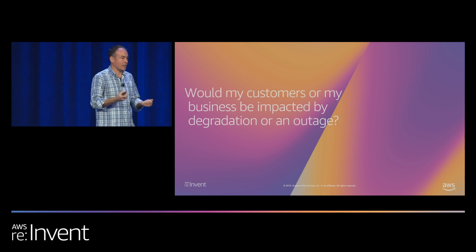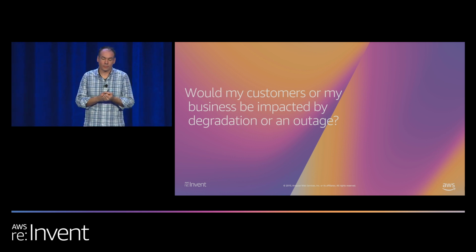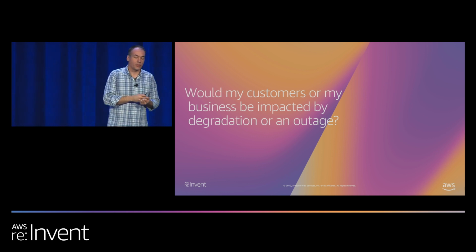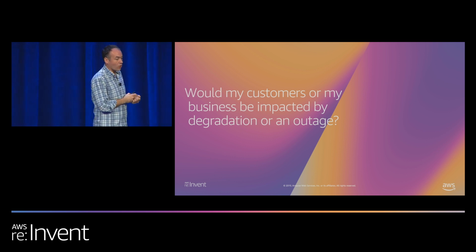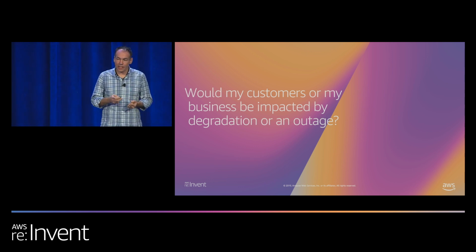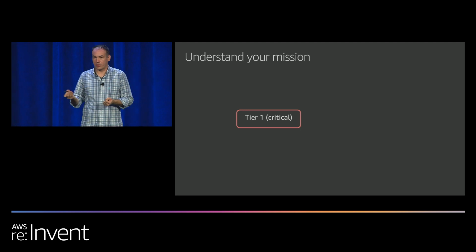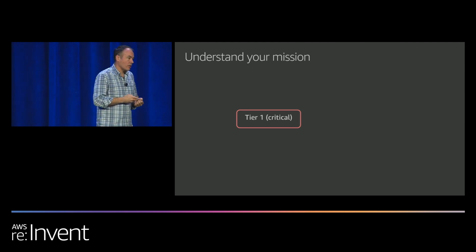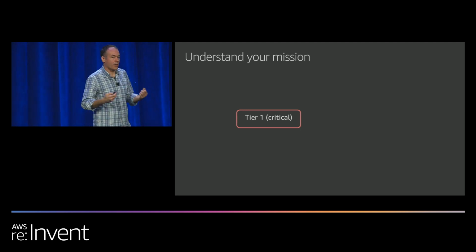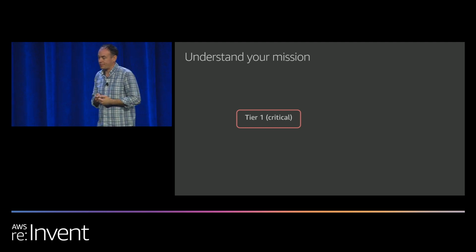The way that we bucket these is we ask ourselves this question: would my customers or my business be impacted by degradation or an outage? If the answer to that question is yes, we call it a tier 1 or a critical system. Now the question is, why would we bucket this? Why not build everything as a tier 1 system?